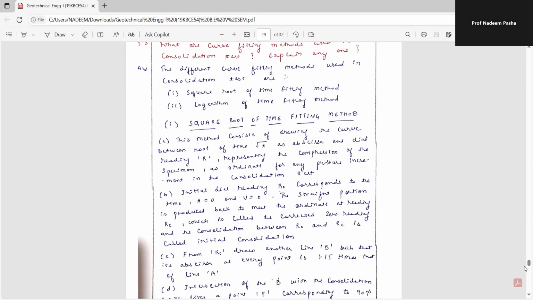Initial dial reading R naught corresponds to the time t equal to 0. The straight portion is produced back to get the ordinate at reading Rc, which is called the corrected zero reading, and the consolidation between R naught and Rc is called initial consolidation.